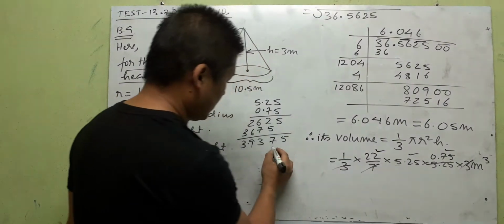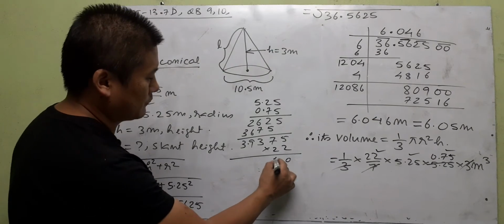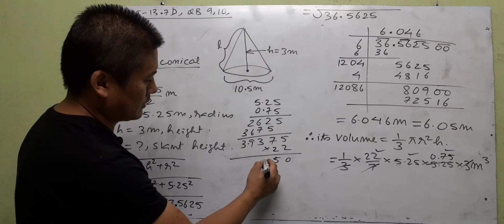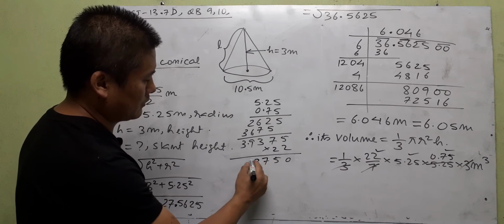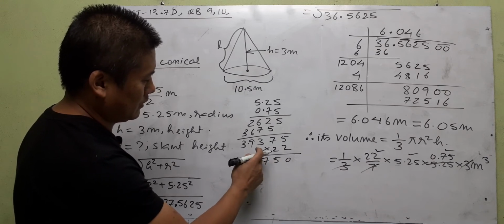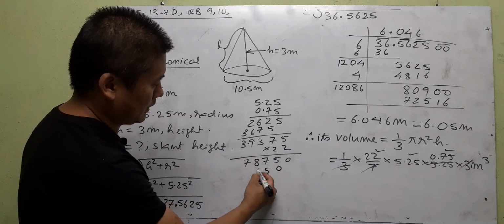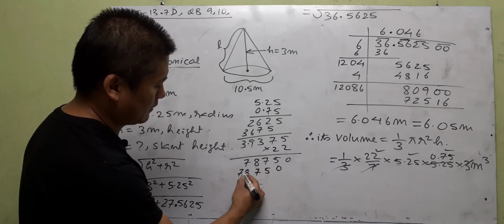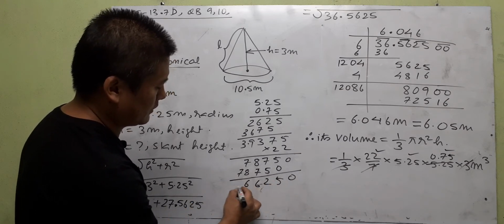Then multiply by this 22. 2 5s are 10. 2 7s are 14, 15. 2 3s are 6, 7. 2 9s are 18. So same numbers 0, 5, 7, 8, and 7. So 0, 5, 12, 16, 16.